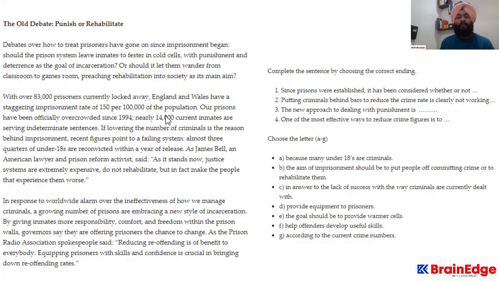Reducing reoffending is of benefit to everybody. I think the answer is not complete here. One of the most effective ways to reduce crime figures. Most effective ways. Effective means crucial. Is in bringing down reoffending rates, reduce, bringing down crime figures, rates, reoffending rates. So the remaining sentence is equipping prisoners with skills and confidence. Equip, help. Prisoners, offenders. Skills, confidence, useful skills.